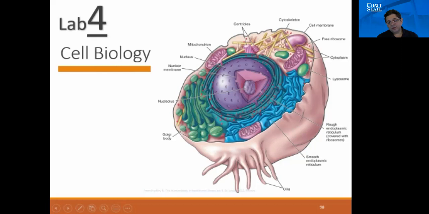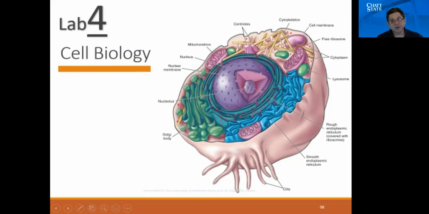Now, don't pay attention to the colors so much, because the colors don't really mean anything. They just help you identify. But where there's ribosomes on the ER, we call that rough ER. Where there's no ribosomes, we call it smooth. The smooth comes off of the rough, so it's the same ER. It's just that this portion of it is rough because it has ribosomes. This portion does not have ribosomes. It's called smooth.